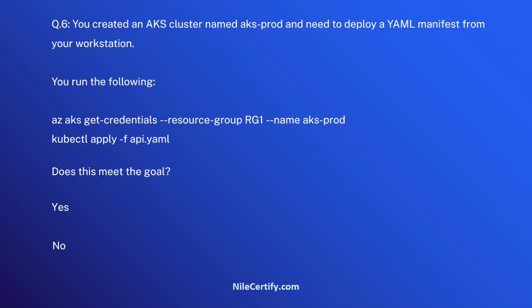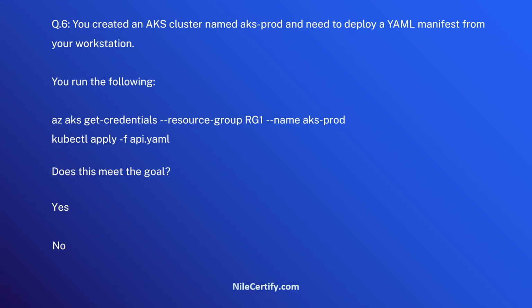Next question. You created an AKS cluster named AKS prod and need to deploy a YAML manifest from your workstation. You run the following: az aks get-credentials --resource-group RG1 --name AKS prod. The second command is kubectl apply -f api.yaml. Does this meet the goal? Yes or no?